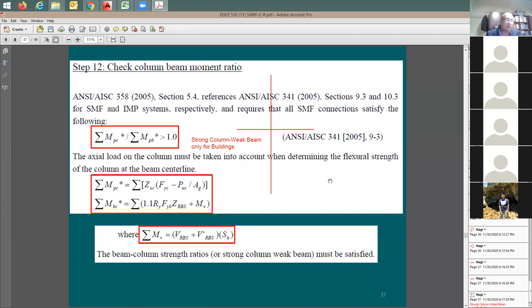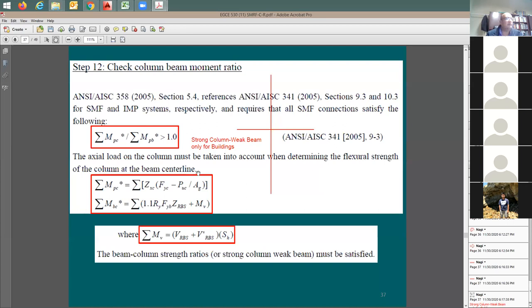You can say that we are cutting the RBS, we are putting the RBS, and we are doing all of this business to confirm this issue, because this is one of the things that we'd like to confirm. We want to be sure that the column is not hinging before the beam. Otherwise, the building is going to collapse. And this is what I'm going to be talking about very soon.